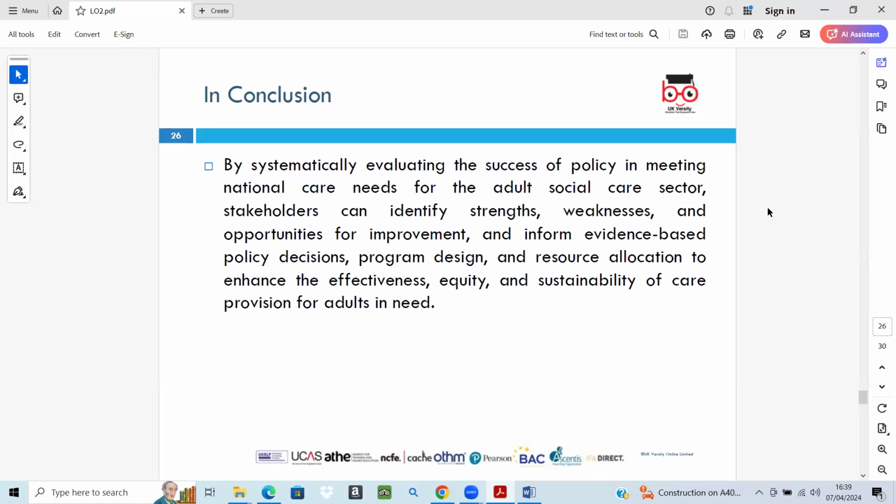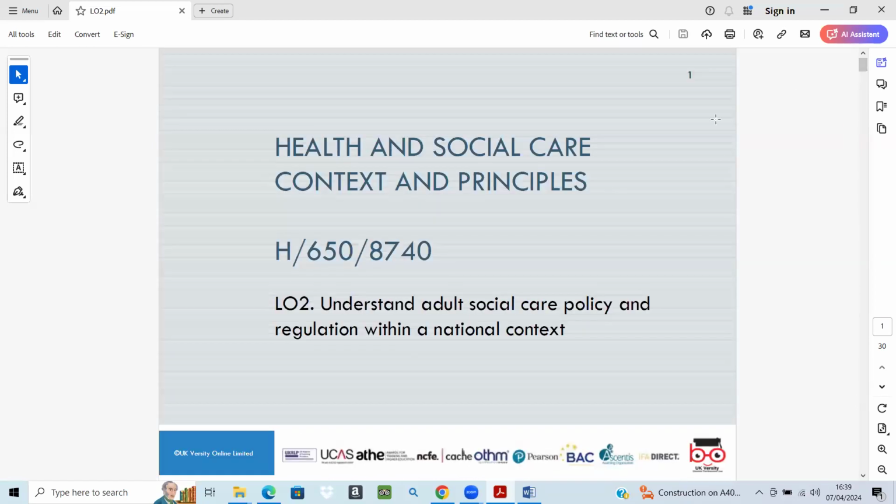Okay. Another thing: what is the topic of today's lecture? Yes, the course is Health and Social Care. The course code is H/650/8740, and this is the unit Health and Social Care Context and Principles. So today we discuss learning outcome 2.